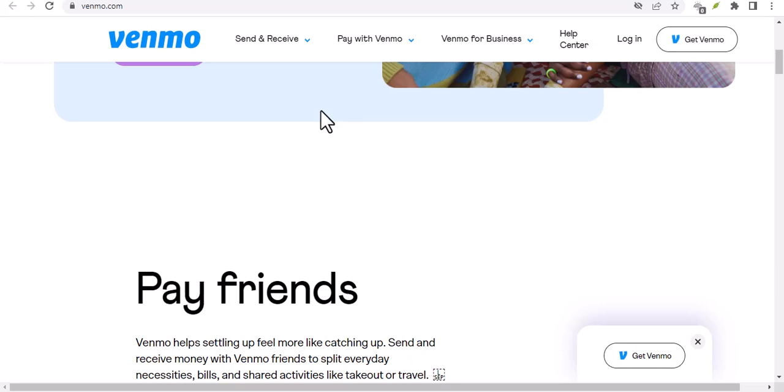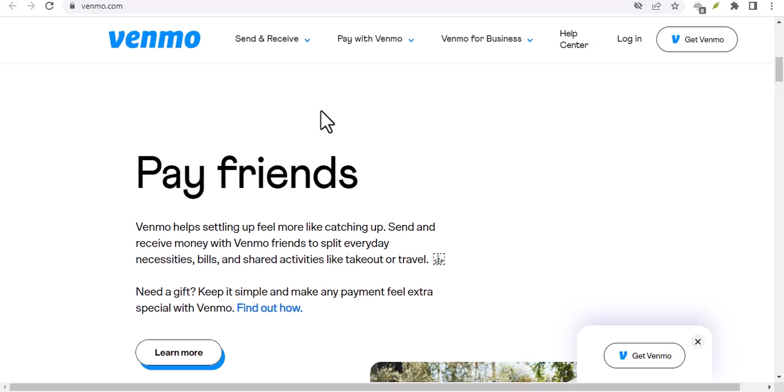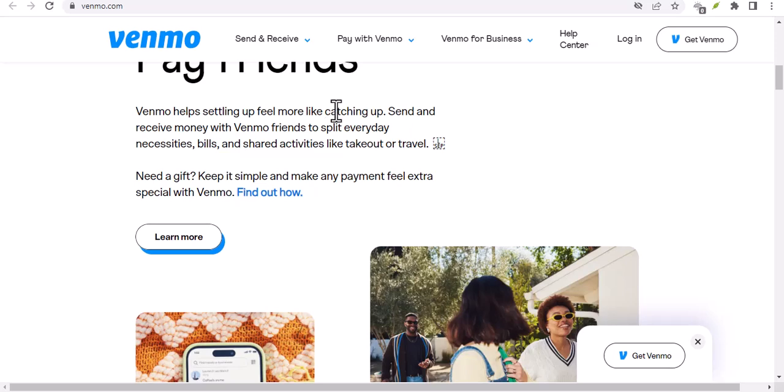Understanding Venmo payments. Before we get into the main topic, let's quickly recap how Venmo payments work. Venmo is a peer-to-peer payment app that allows you to send and receive money to friends and family. When you make a payment, the funds are typically transferred instantly.